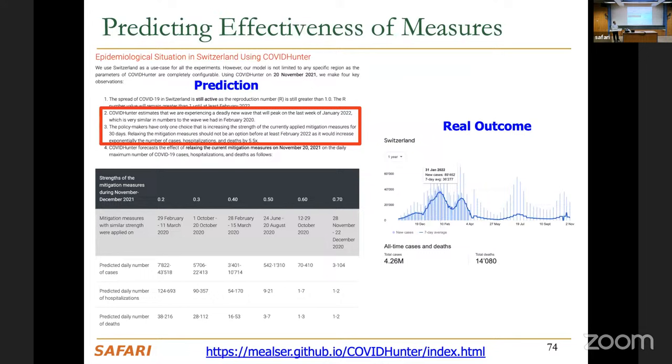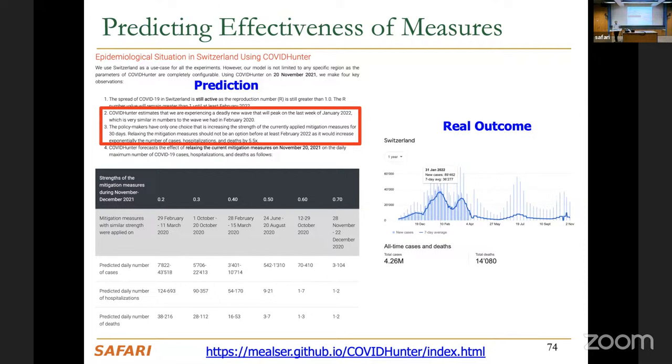prediction that you cannot see, but I can read to you. It said that COVID Hunter estimates that we are experiencing a deadly new wave that will peak in the last week of January 2022, which is very similar in numbers to the wave we had in February 2020. So from the numbers that we had in February 2020, we could predict that another wave was going to happen in January 2022. And unfortunately, that happened in reality also.